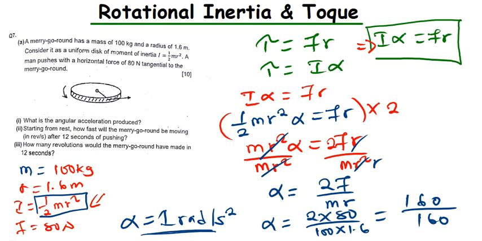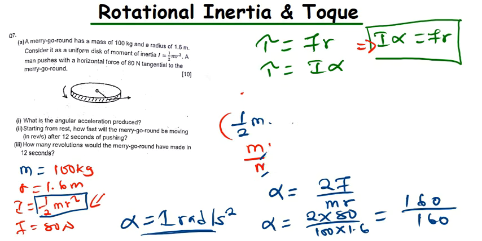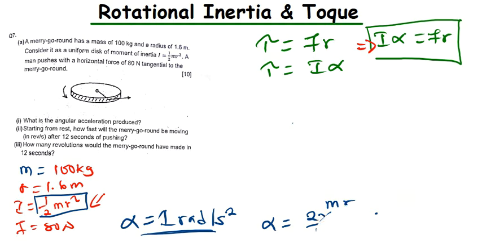Now part B is asking us to find, starting from rest, meaning that the initial angular velocity is 0 rad per second. Starting from rest, how fast will the merry-go-round be moving in revolutions per second after 12 seconds? And we have been told that the time now is 12 seconds.